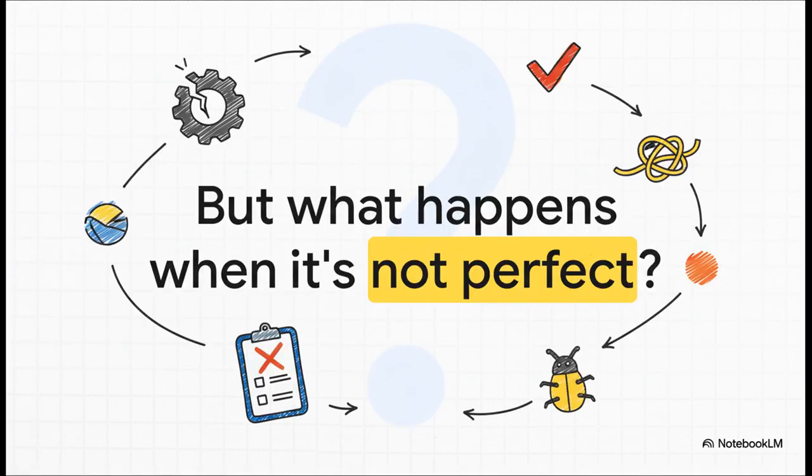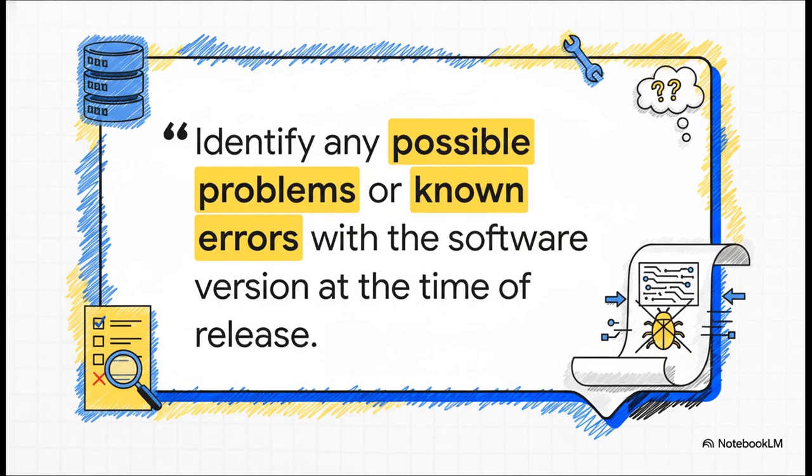But let's be real for a second. We all know that no software release is ever truly perfect. There are always going to be some little quirks or known issues. So, what happens then? Does the SVD just pretend they don't exist? Oh, no way, absolutely not. In fact, it mandates what I'd call radical transparency. Section 3.7 explicitly requires you to, and I'm quoting here, identify any possible problems or known errors at the time of release. You literally have to list them out and provide instructions on how to recognize, avoid, or work around them. Honesty is built right into the DNA of this document.